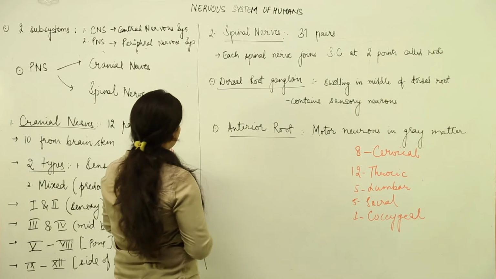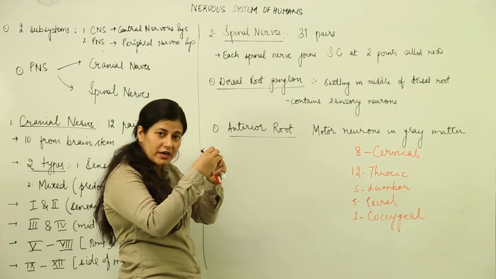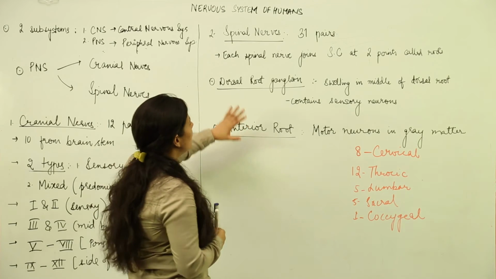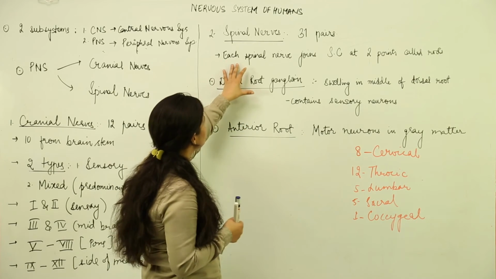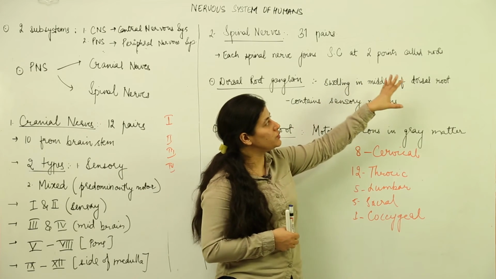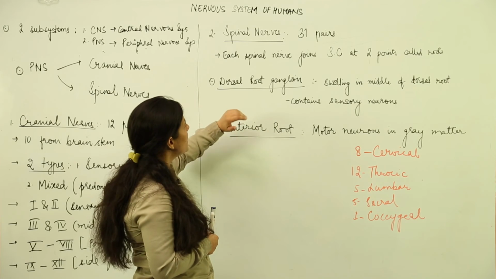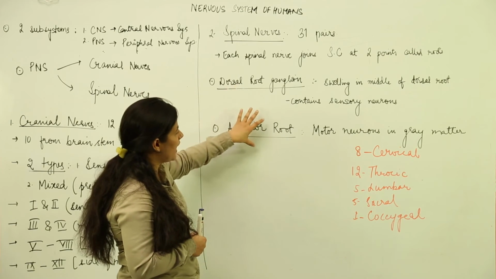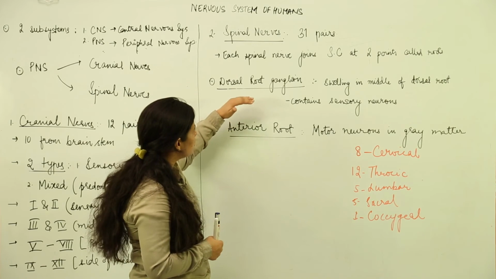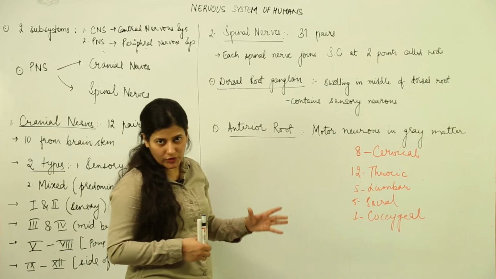Now these are 31 pairs because the central nervous system gives rise to two nerves, which go to both the left and right sides. Each spinal nerve joins the spinal cord at 2 points which are known as roots. We have seen that in the structure of the spinal cord as well. Now we have a dorsal root ganglion and the anterior root which is present inside a spinal nerve.